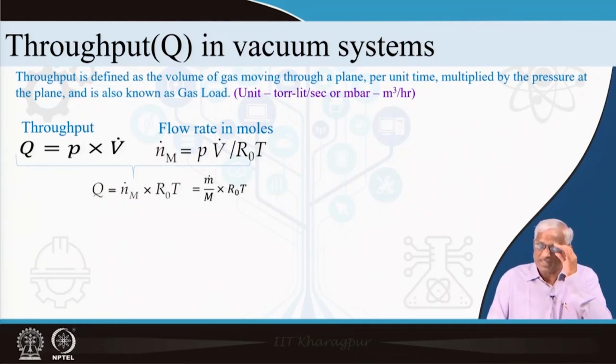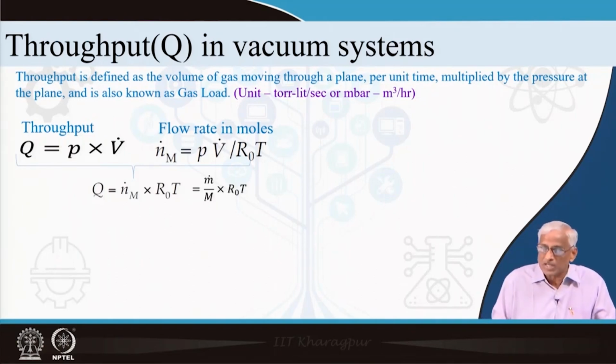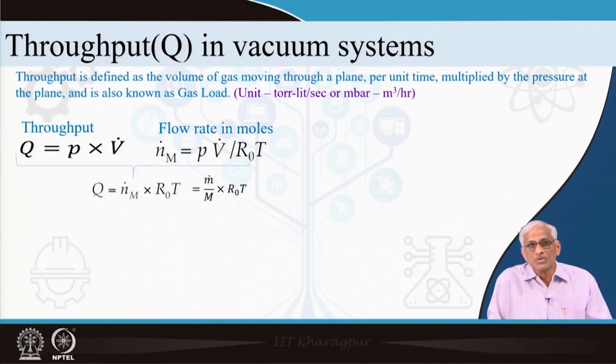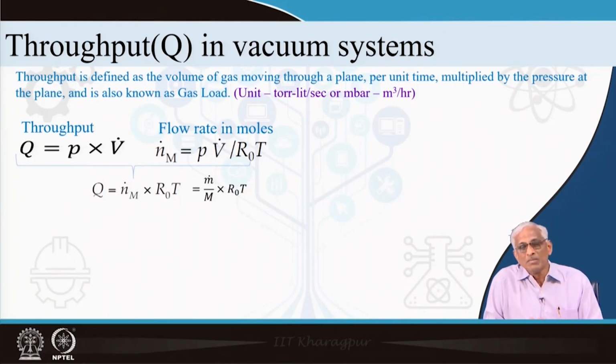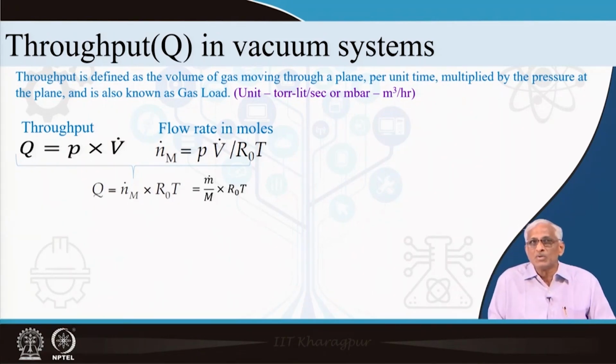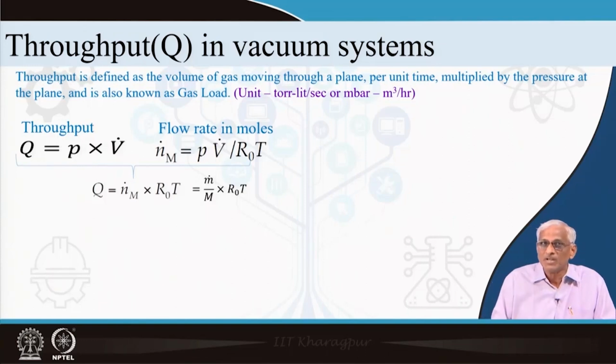When variable temperature situations will come very rarely, we will see during cryopumping or space simulation later. So, throughput, I hope you have understood. What will be its unit? P into V dot. P will be in torr and V dot will be in liters per second. P can be expressed as atmosphere or millibar, whatever you choose. So, millibar into liters per second or atmosphere into meter cube per hour: one volumetric flow unit, one pressure unit.